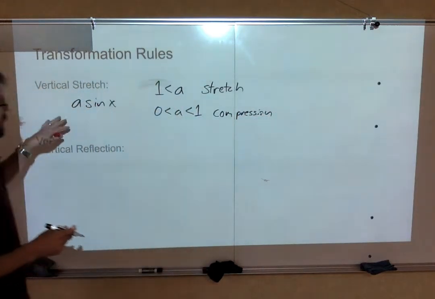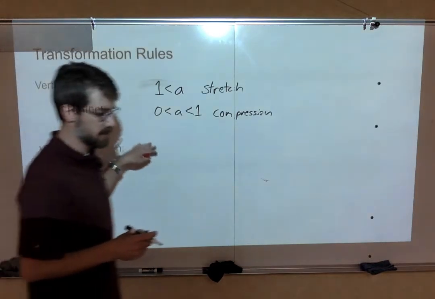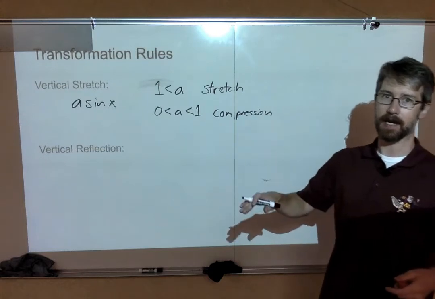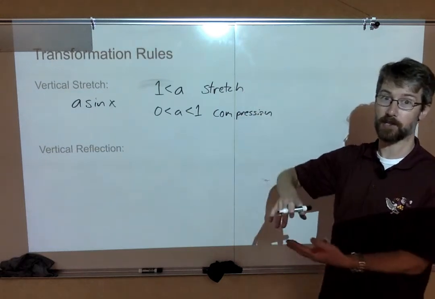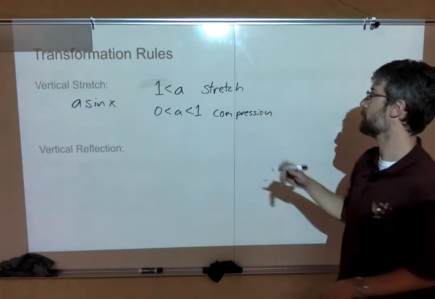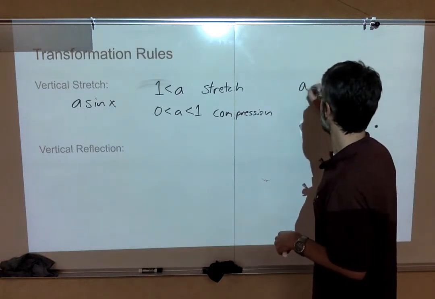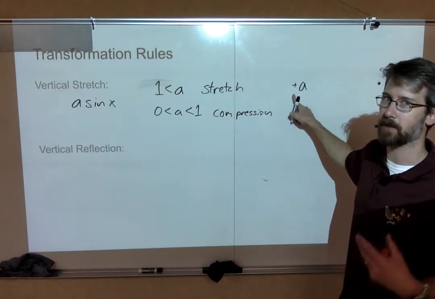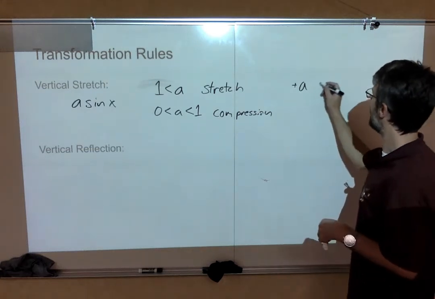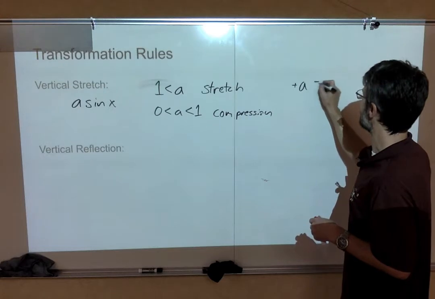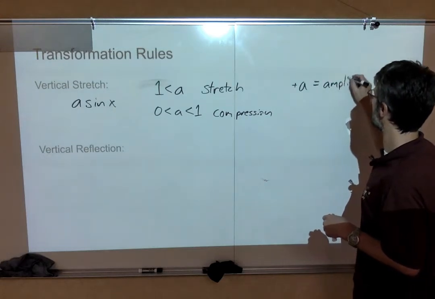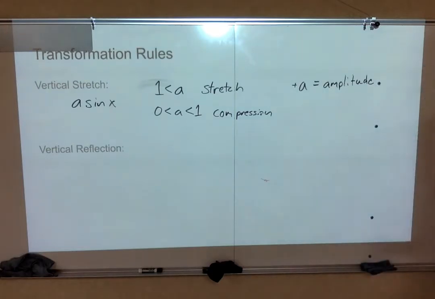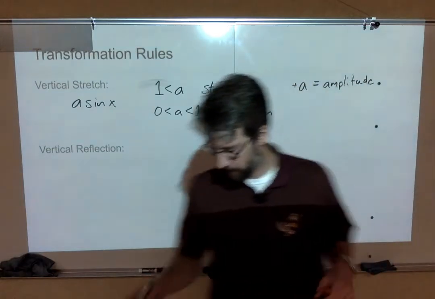All right, so one thing with this is going to change our amplitude, right? The amplitude is the height from the midline to the top. Well, if I stretch it out vertically, that amplitude is going to grow. So the absolute value of a, and I'll even put a plus there to make sure that it's positive. Amplitude is always positive. The absolute value of a is equal to your amplitude.